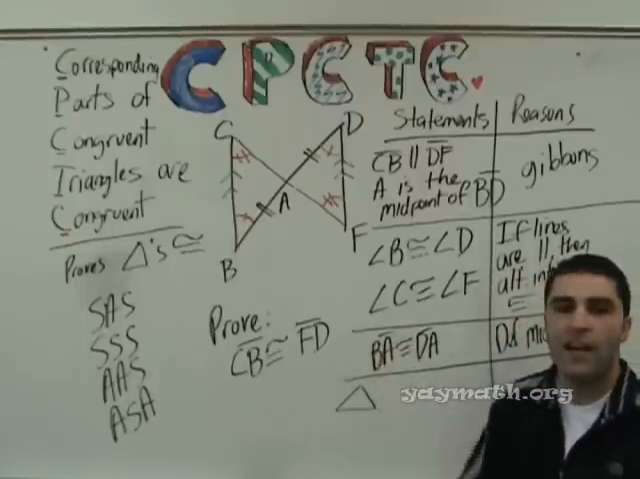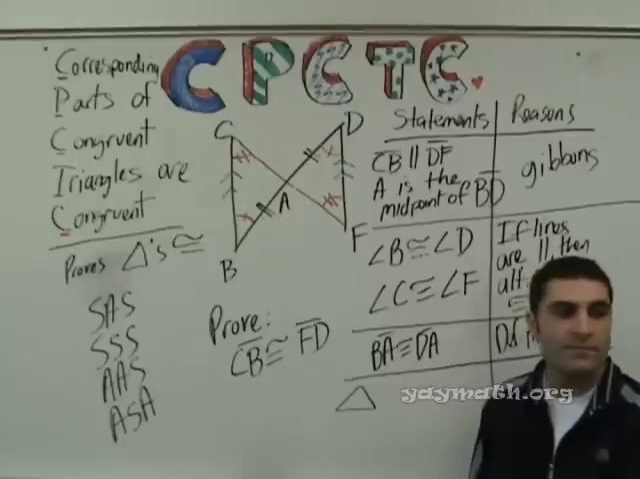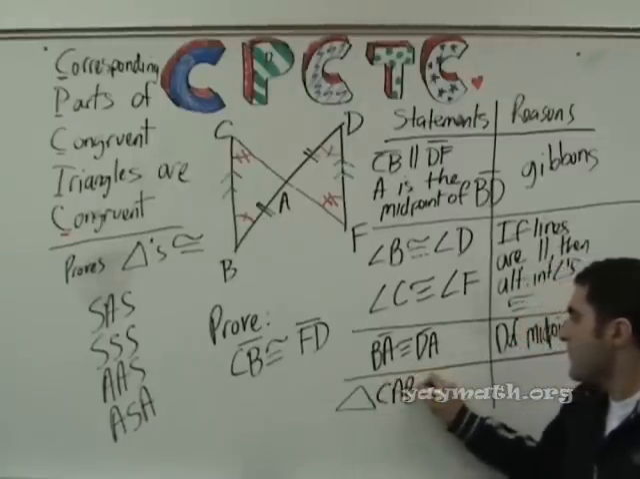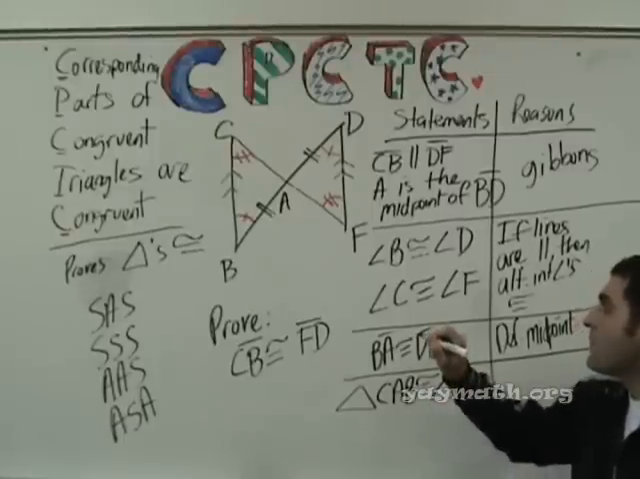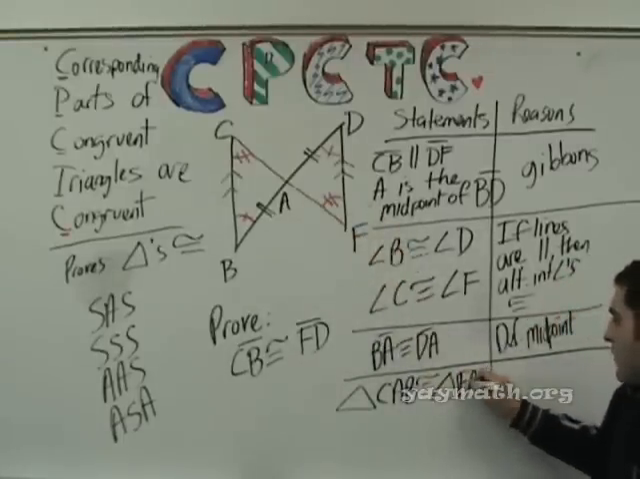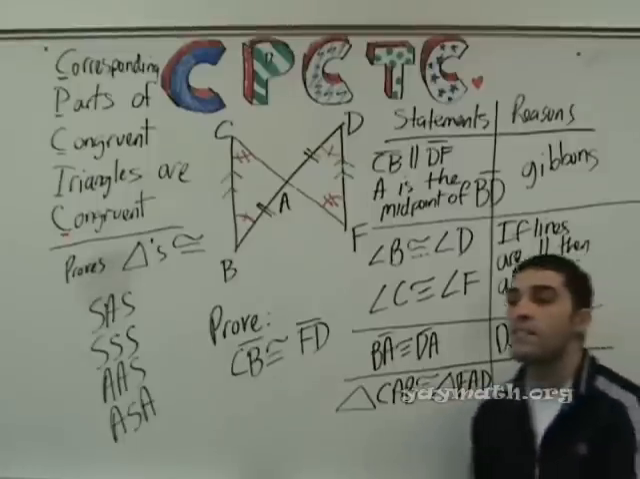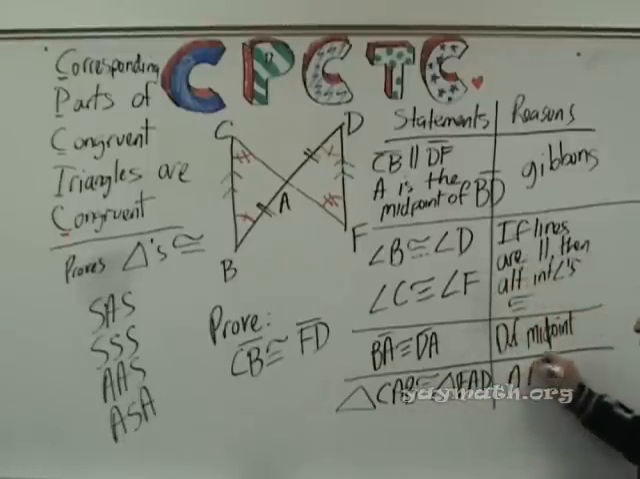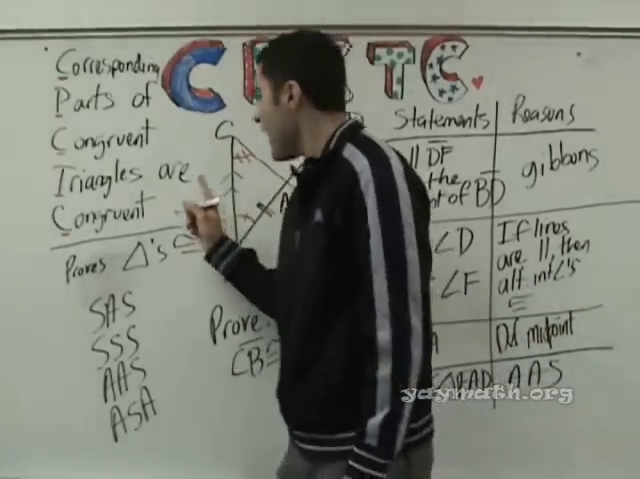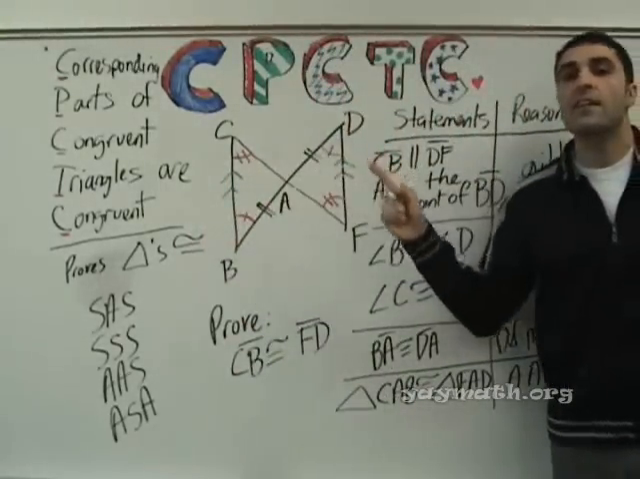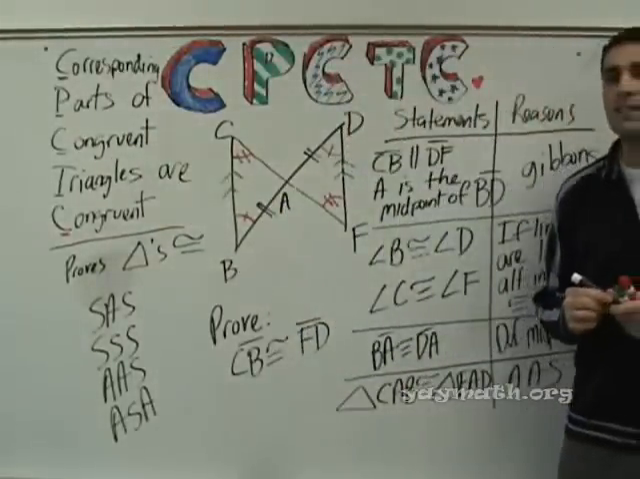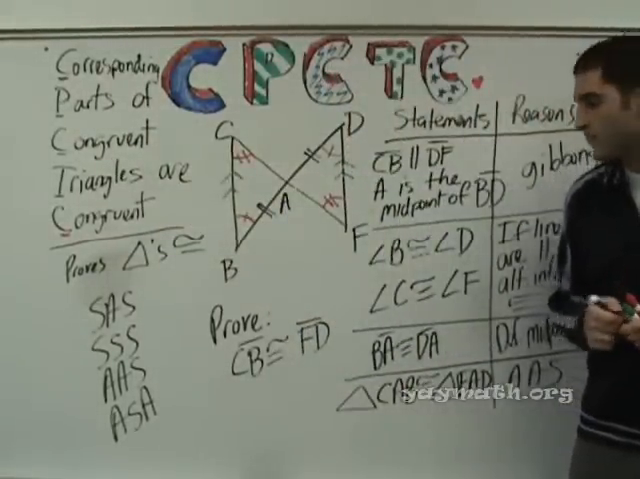Okay, so now we say triangle what? Triangle CAB is congruent to triangle DAF or FAD. But isn't that not what we're trying to prove? Correct, it's the one step before what we're trying to prove. Now we get to the house analogy. If the 2 triangles are completely identical, then aren't their parts also identical? Yes. So which parts are we trying to prove?